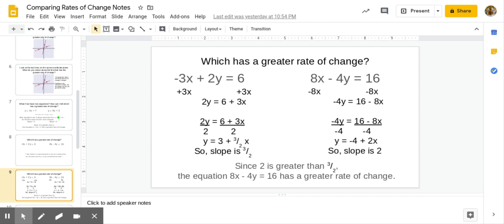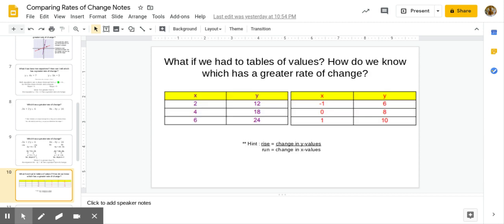2. So we are comparing the slopes of 3 over 2 and 2. Since 2 is greater than 3 over 2, the equation on the right, 8x minus 4y equals 16, has a greater rate of change. What if we have tables of values? How do we find out which has a greater rate of change?